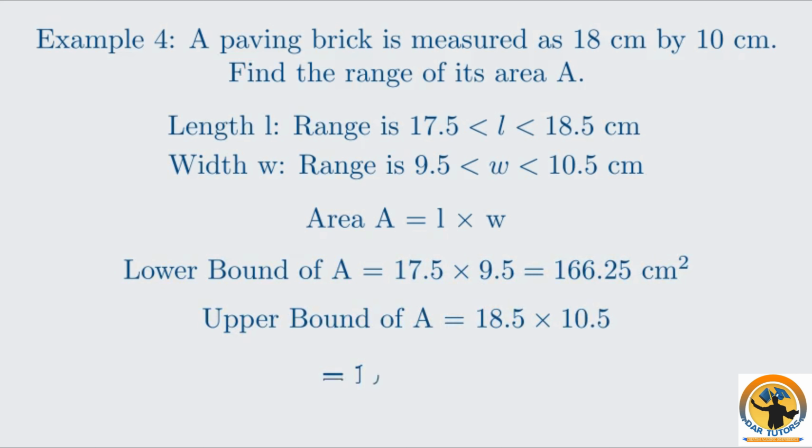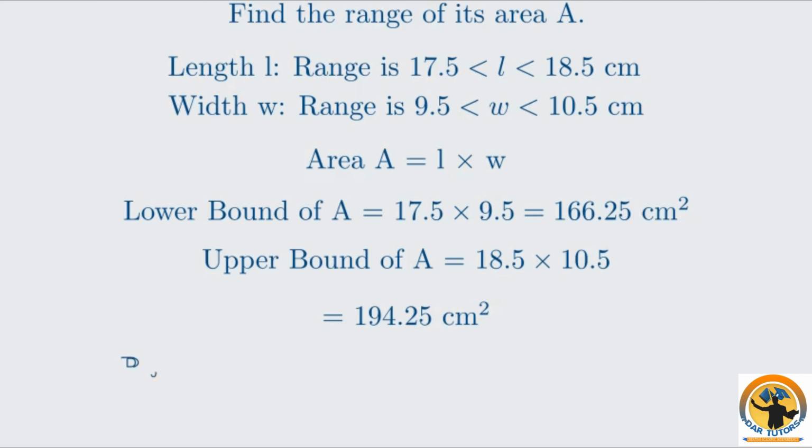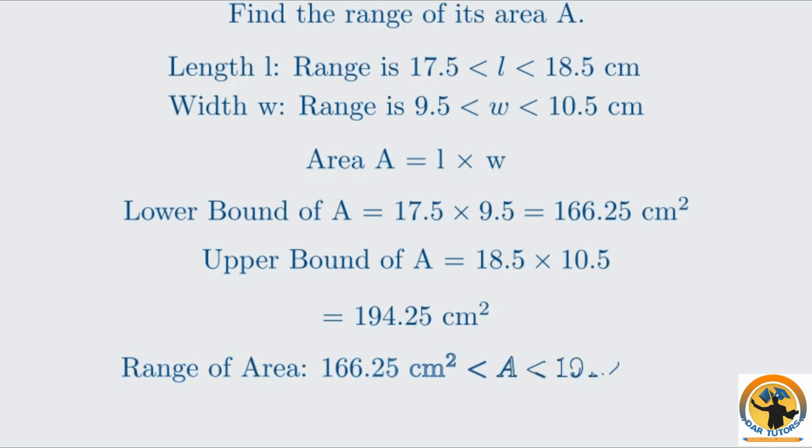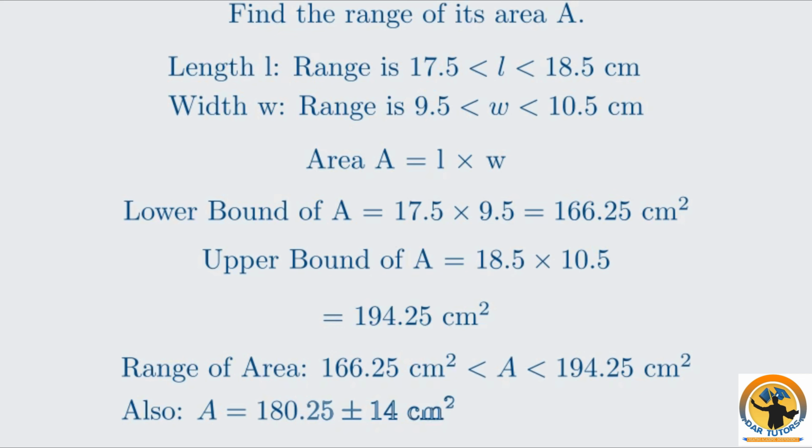This calculation yields 194.25 square centimeters. This is the largest the area could be. Therefore, the actual area of the paving brick lies in the range of 166.25 to 194.25 square centimeters. You can also represent this as 108.25 plus or minus 14 square centimeters by finding the midpoint and half range. Let's work through another problem to reinforce this concept.